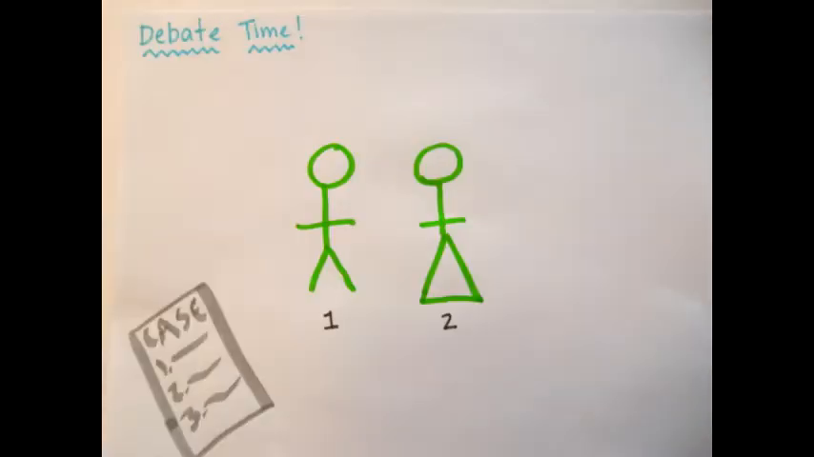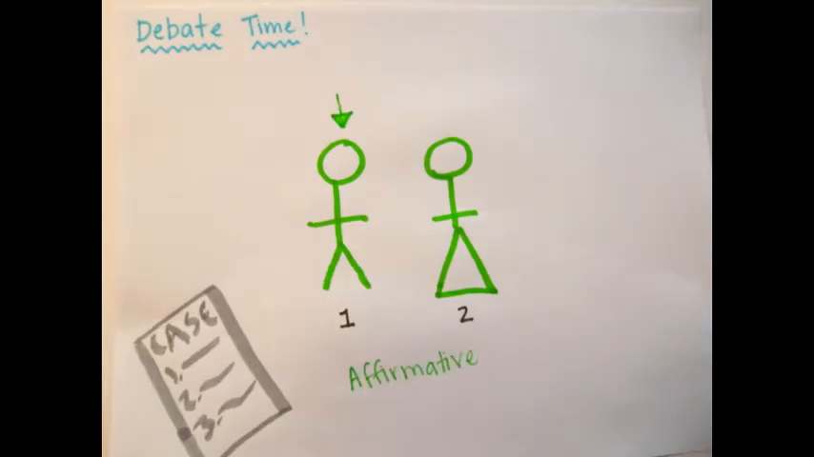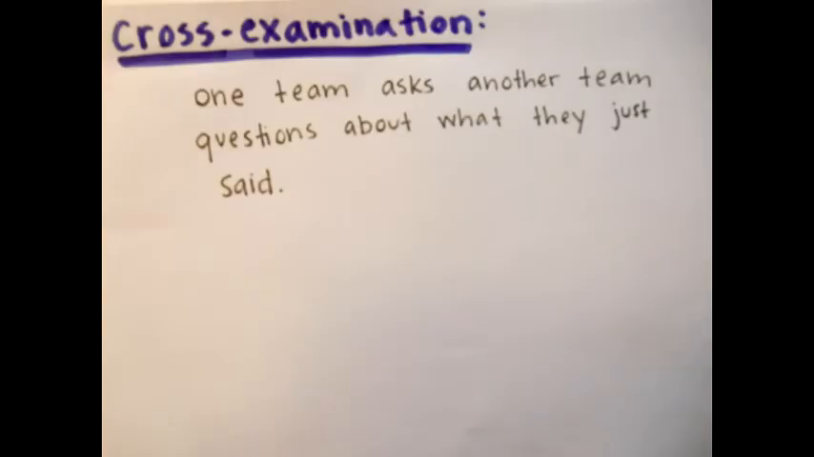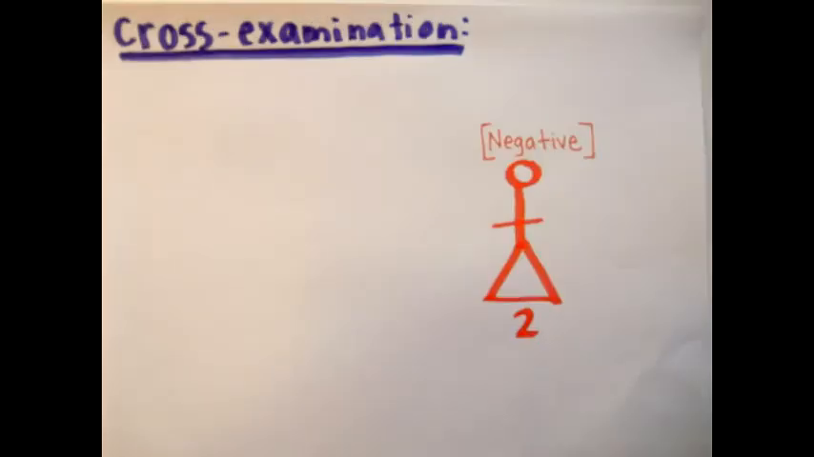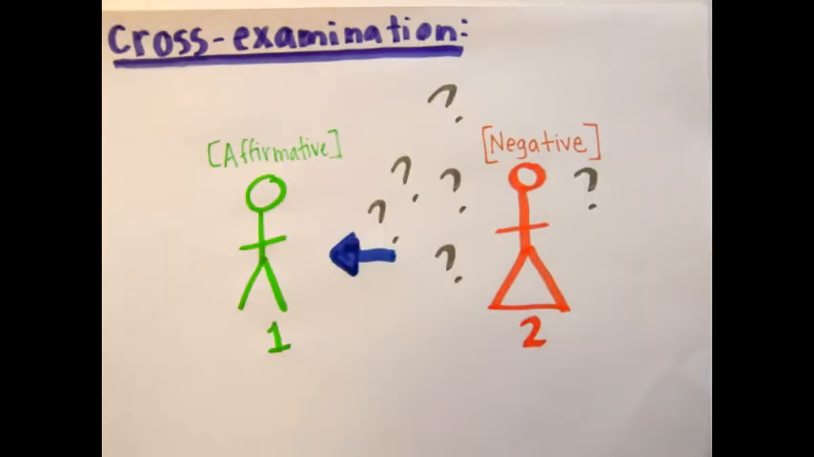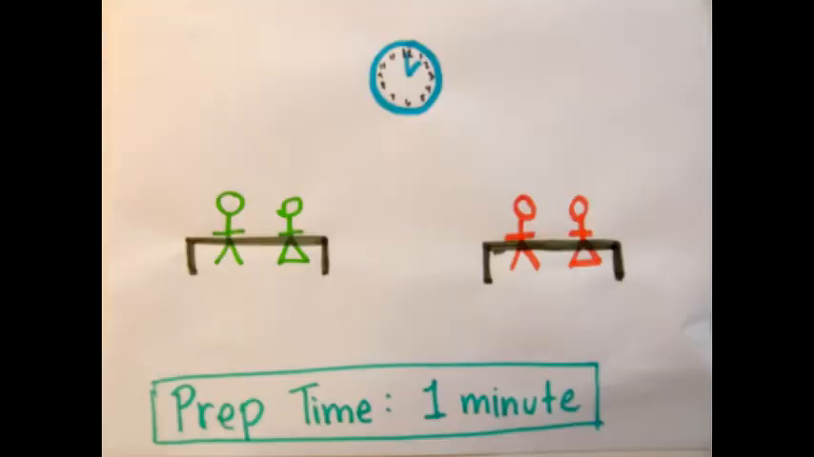On the day of your debate, you will be assigned which side you will debate, whether it's affirmative or negative. If you are the affirmative team, Speaker 1 will read their case. They will have 3 minutes to present their arguments in front of the audience. Then it is cross-examination time. Cross-examination is when one team asks another team questions about what they just said. During the first cross-examination, the negative speaker, Speaker number 2, has 1 minute to ask any questions that he or she wants to know more about to Speaker 1 of the affirmative case.